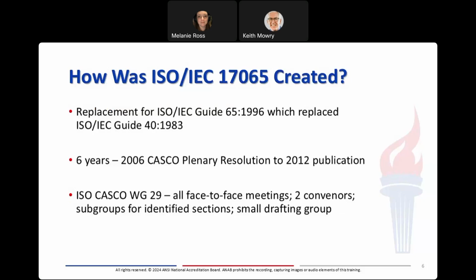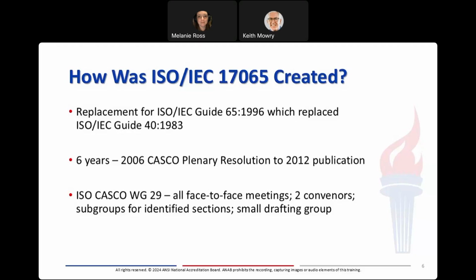Where did 17065 come from? Well, 17065, which is an international standard, was written to replace ISO IEC Guide 65, which was published in 1996. Guide 65, while it was a guide, did set requirements for product certification. And it had actually replaced ISO IEC Guide 40, which goes all the way back to 1983. Now, the development of 17065 took 6 years. In the fall of 2006, the CASCO plenary took a resolution to develop 17065 as a replacement for Guide 65, and 17065 was finally published in the fall of 2012.